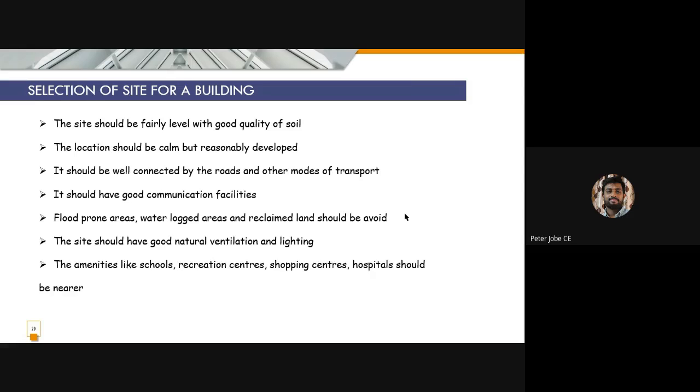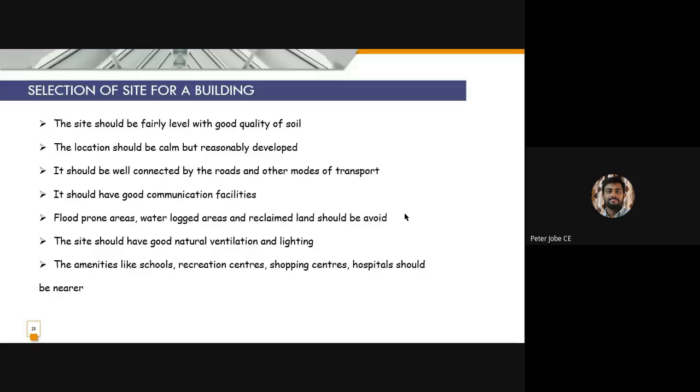Now what happened is, after the two floods, people have started to think differently. Earlier, we always preferred to have our residential building or home located near a water source, maybe a river or a lake. But now people have started to understand that if something happens like a flood or heavy rainfall, it will be too difficult for them. So people have started to think differently from earlier. So this is the thing. Sixth thing: flood-prone areas, waterlogged areas, and reclaimed land should be avoided.